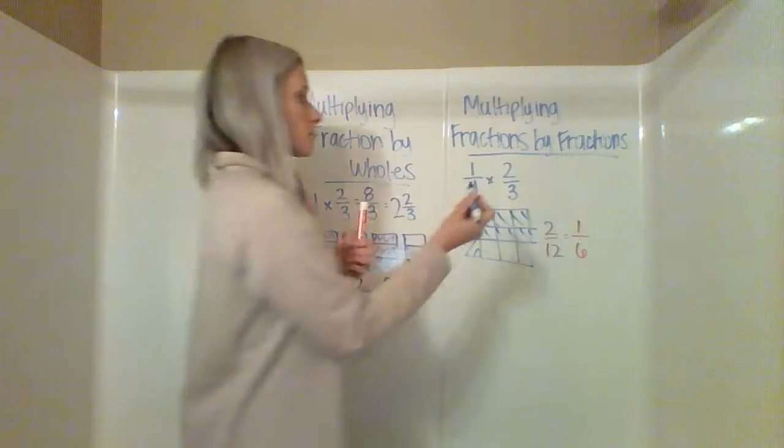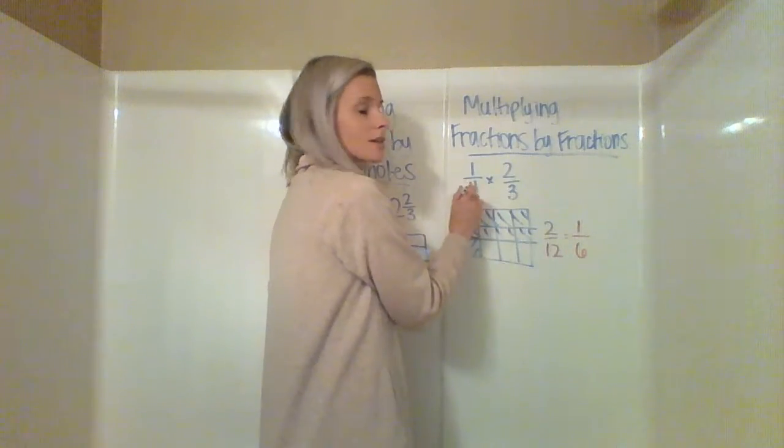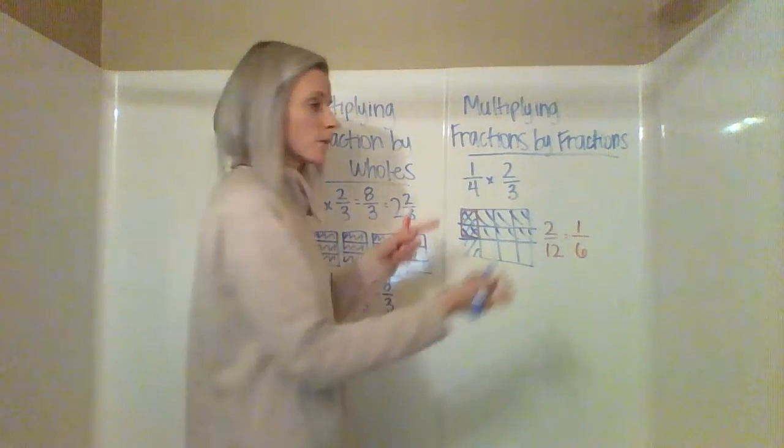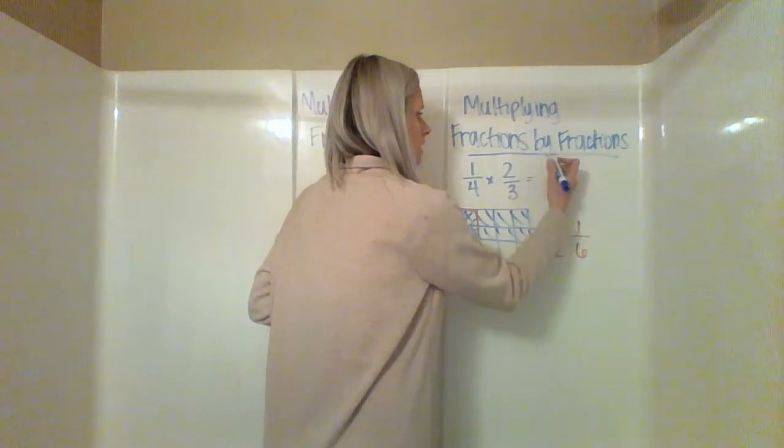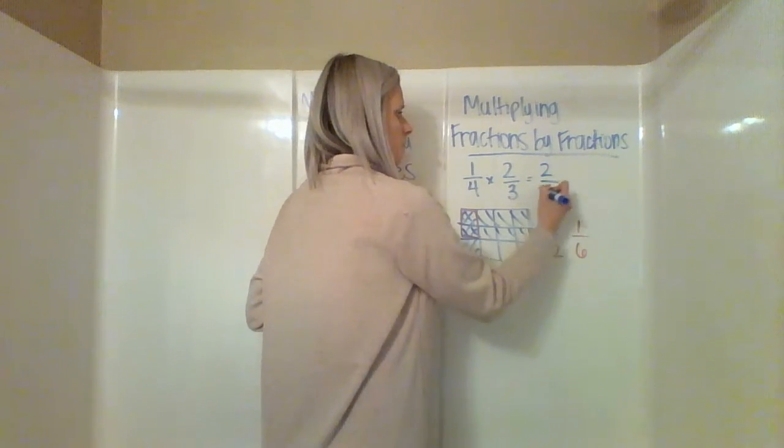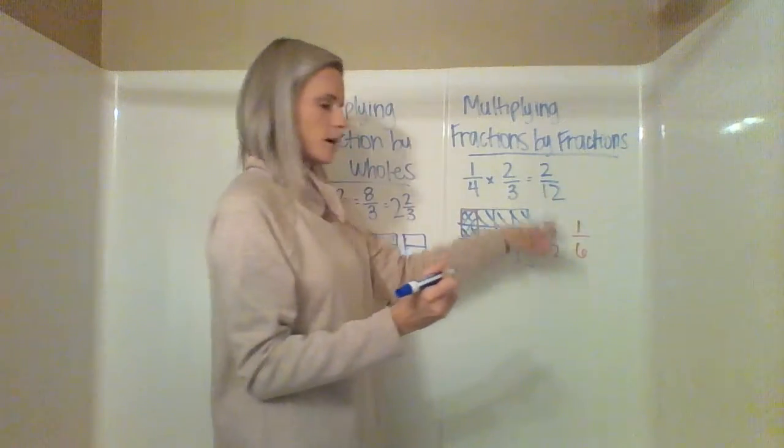Again, when we are multiplying, we can just do numerator times numerator, denominator times denominator, and go from there. So 2 times 1 is 2. 4 times 3 is 12. Same thing we have here.